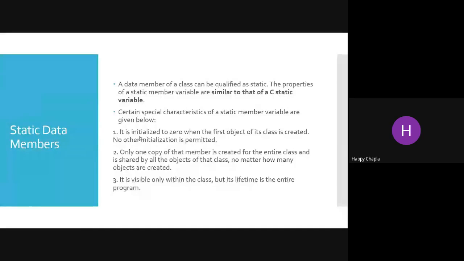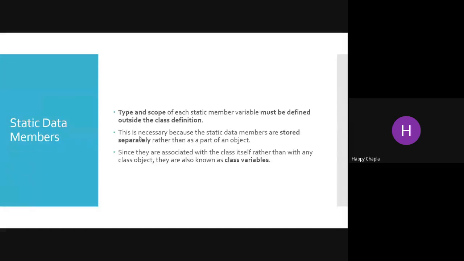If I create one more object of that class and call the same data member, the address of that data member is only one. So I am referring to the same data member. For the third object, I'm referring to the same data member. So it will not generate a number of copies, but only one copy is generated for the entire program. It is visible only within the class, but its lifetime is the entire program.